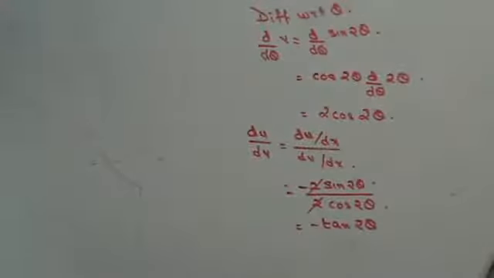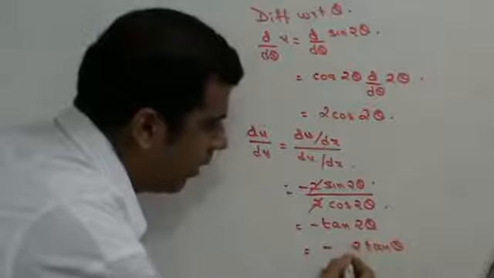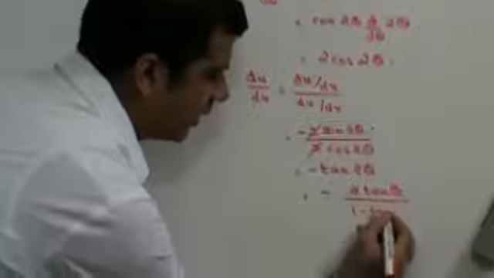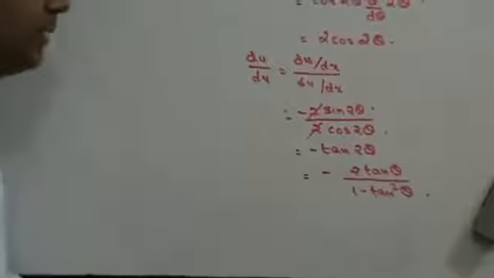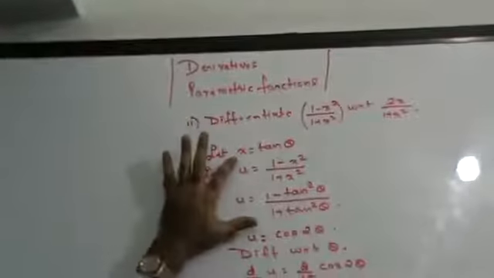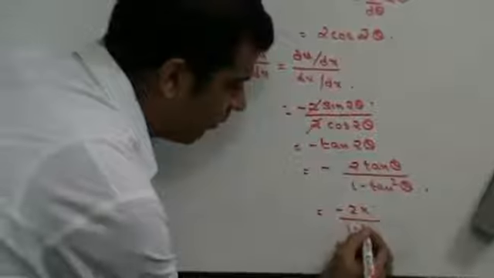But tan 2 theta is nothing but 2 tan theta upon 1 minus tan square theta by using multiple angles. But right in the beginning we had assumed the value of tan theta to be x. So resubstitute the value. So this is going to be minus 2x upon 1 minus x square. So the answer is going to be minus 2x upon 1 minus x square. Let's move on to the next one, guys.